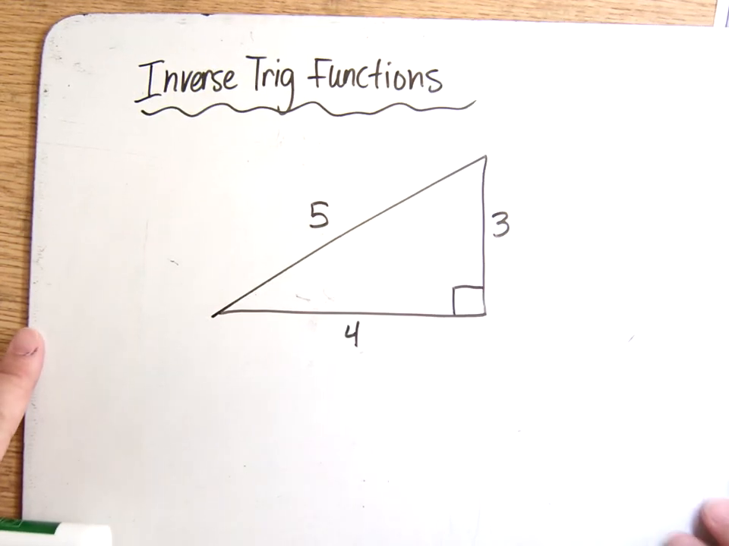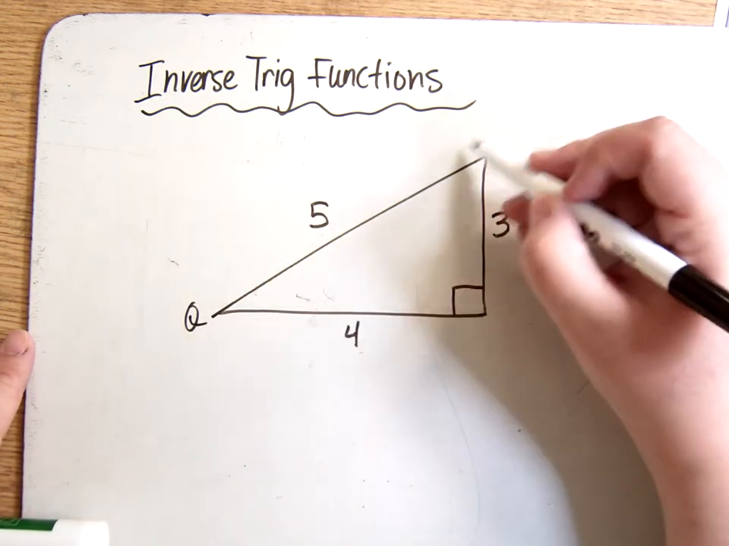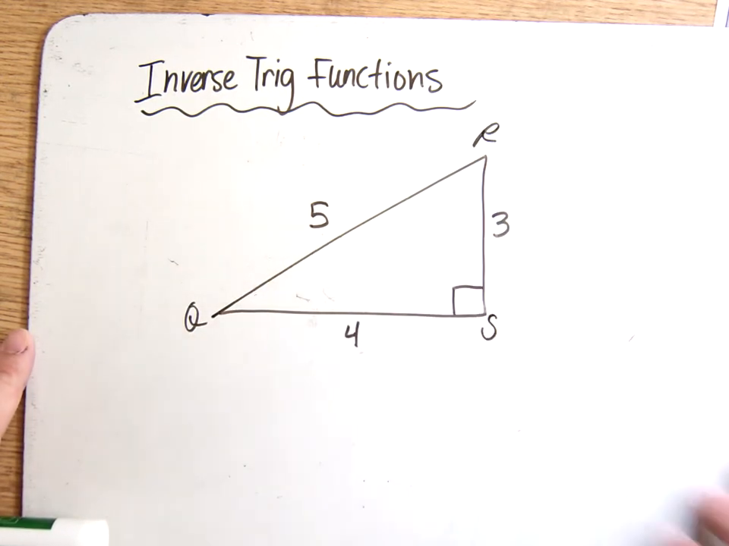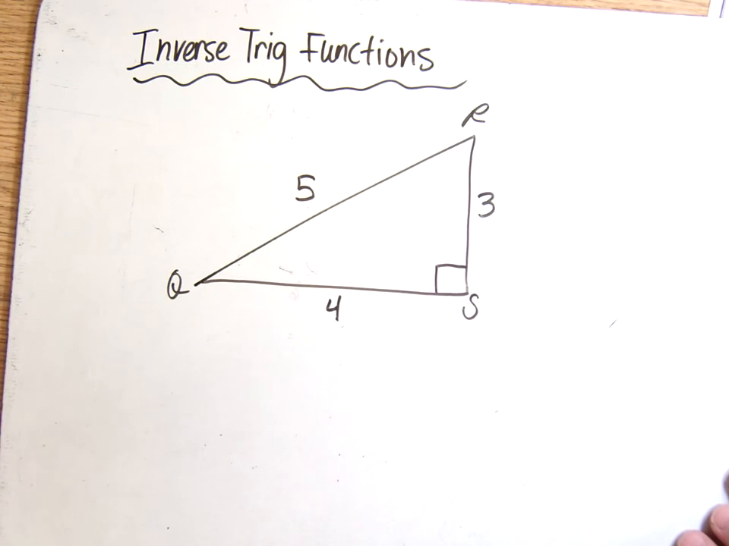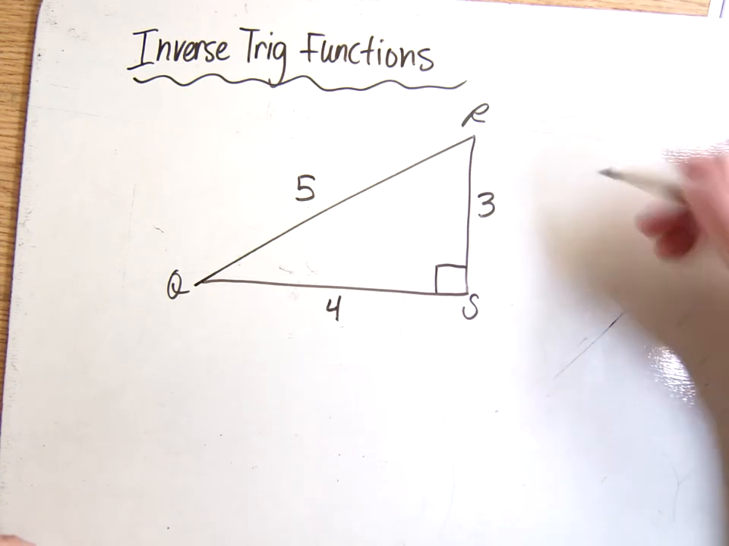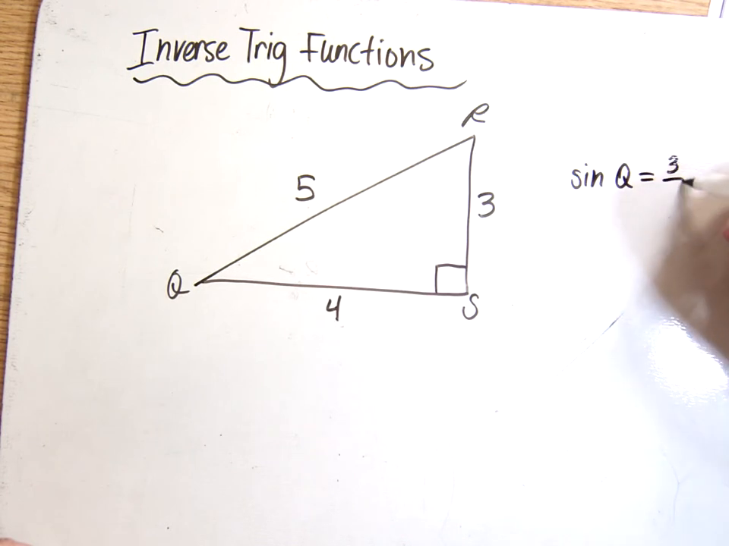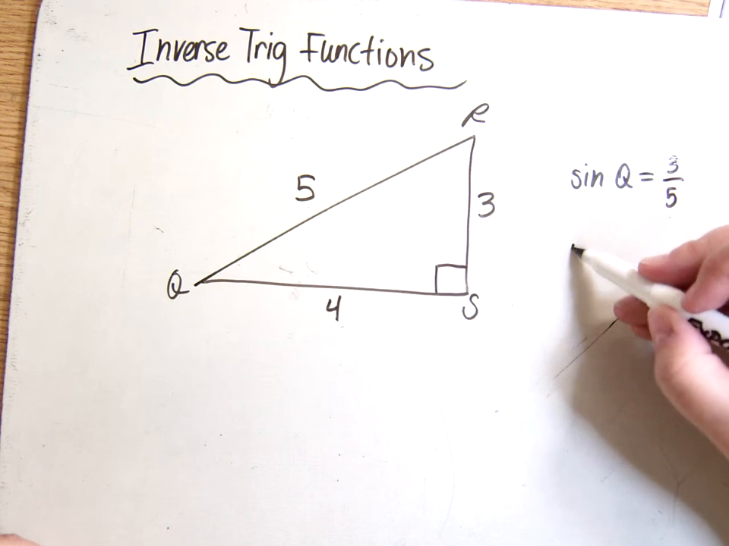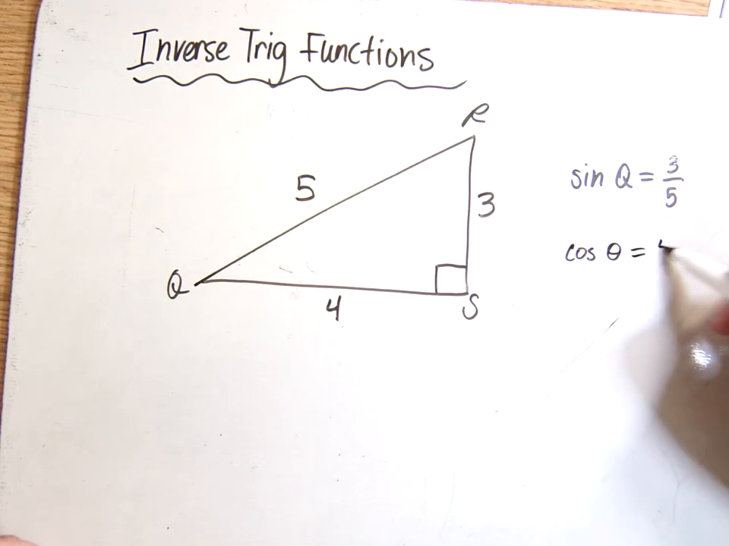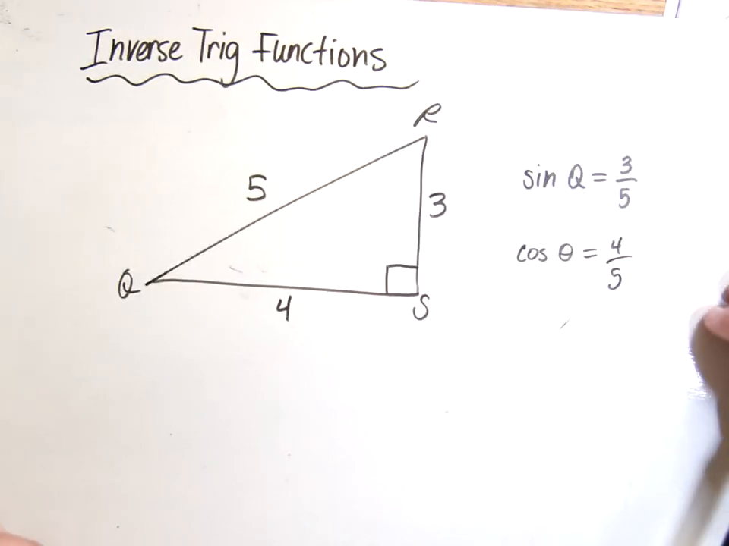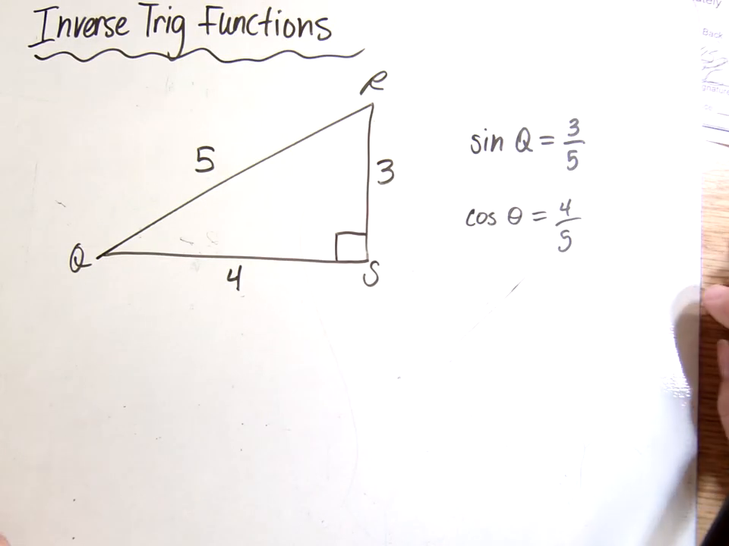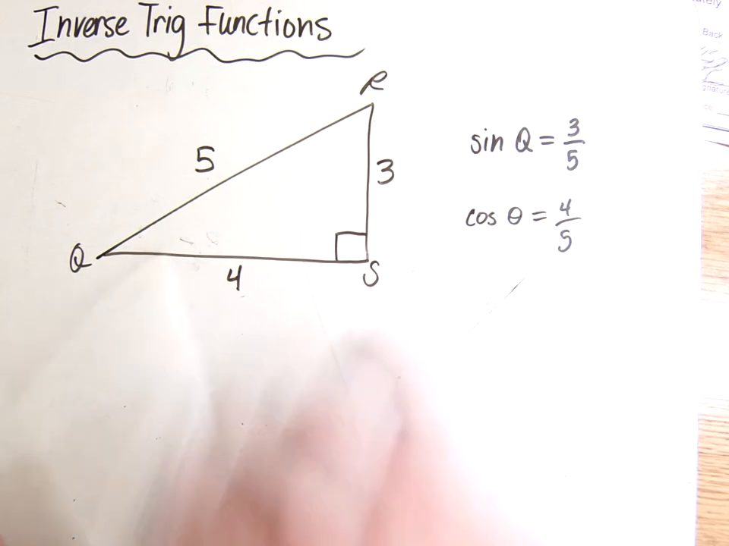And in my pretty little right triangle, which I'm going to call QRS, I know, for instance, that the sine of Q is 3 over 5, or the cosine of Q is 4 over 5, and so on. Okay, so if I have side lengths, then I can figure out what the sine is and what the cosine is. Those are the answers for sine and cosine, but I don't actually know what this angle is.